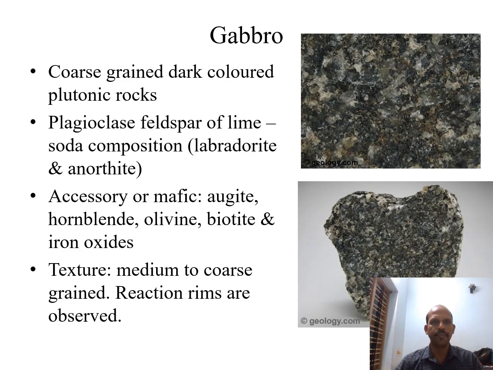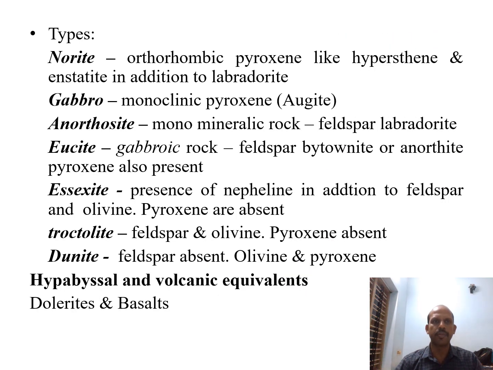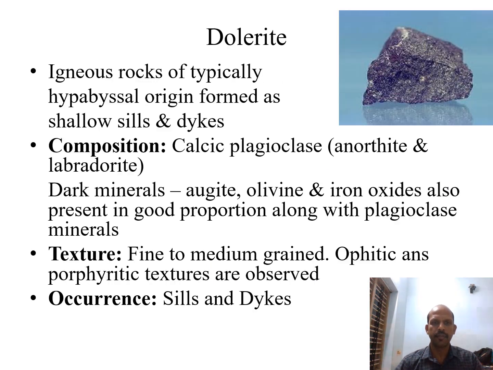Next one is gabbro. So it's coarse grained. You can see with the naked eye itself, it's coarse grained. The grains are coarse and it's a dark colored plutonic rock. So here plagioclase feldspar of lime soda composition is present. Then accessory minerals, augite, hornblende, olivine, biotite, and iron oxide are present. So its texture is medium to coarse grained. So here a few types are given.